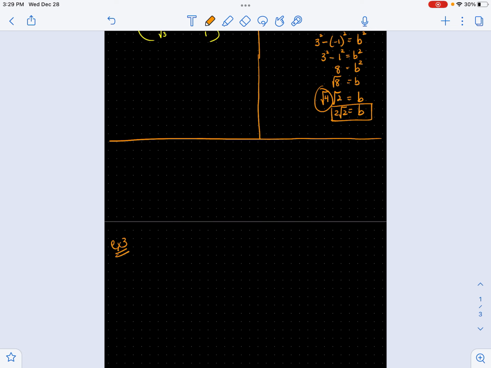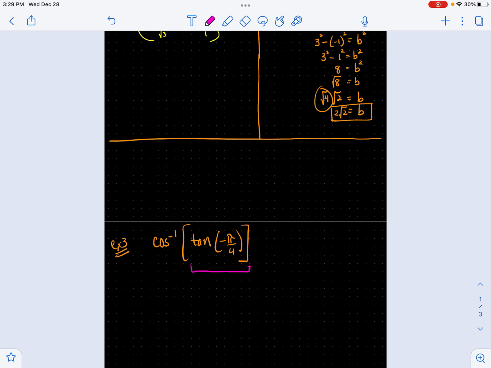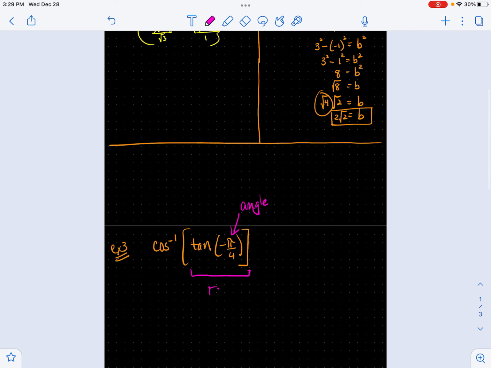Let me give you one where the inverse is on the outside. There we go. If you notice, inverse is on the outside, which means the answer to the inner function will be the ratio. So this would be a ratio, and hence we have cosine inverse of a ratio, which means the overall answer to the question will be an angle. It will be an angle answer.